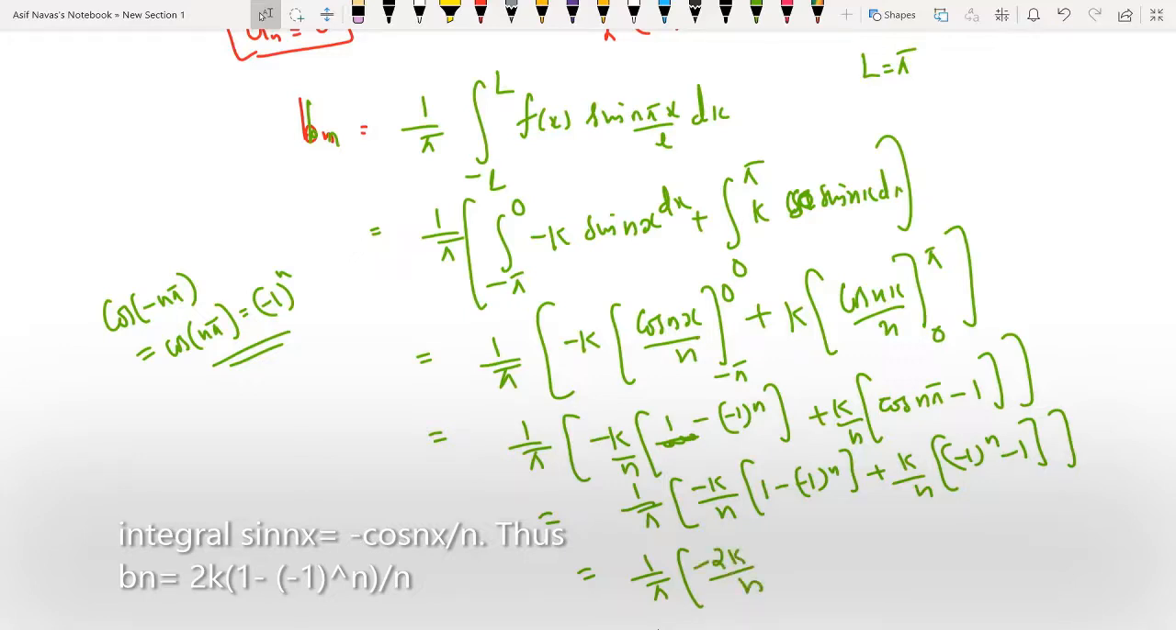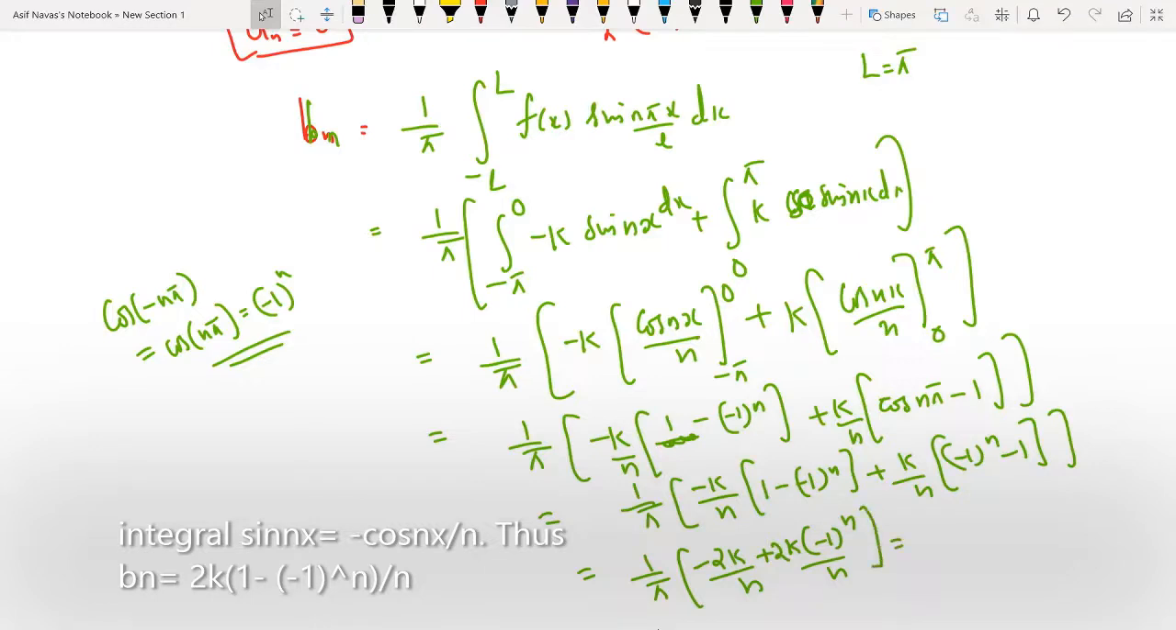So here minus and minus, k, and there is k minus 1 power n by n, and here, so k minus 1 power n, and also k, minus and minus plus. So you can take k minus 1 power n by n, and here there is k. So this is again 2k.